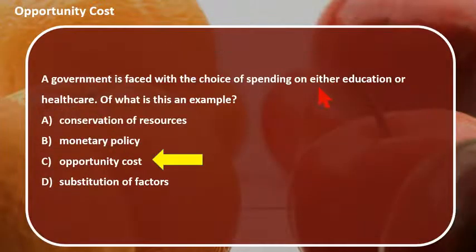Just like in this question, a government is faced with choice of spending on either education or healthcare. If you spend on education, you will lose the benefit of healthcare. And if you decide to spend on healthcare, you will sacrifice the benefits to be obtained from education. So what is this an example of? It's an example of opportunity cost, where you have limited resources and you have to select one option and you have to forego the benefits of the other alternative. That's the best example of opportunity cost. C is the right answer.